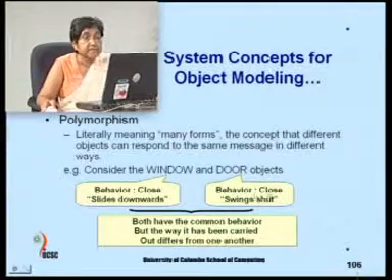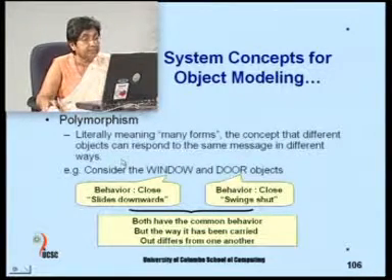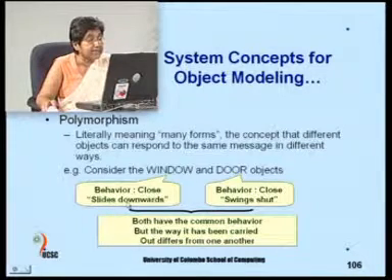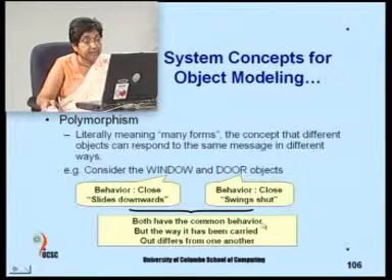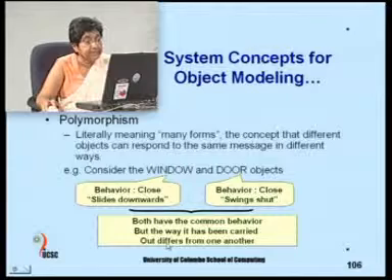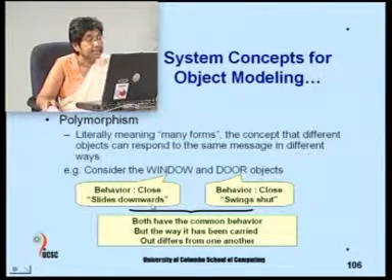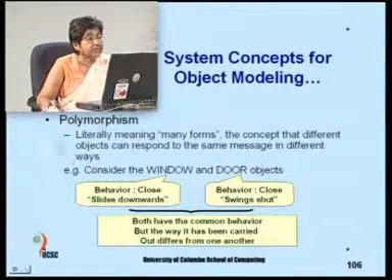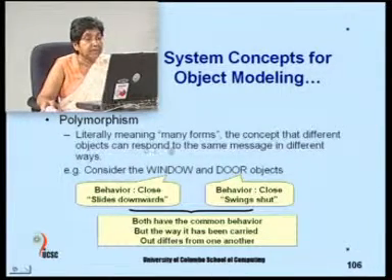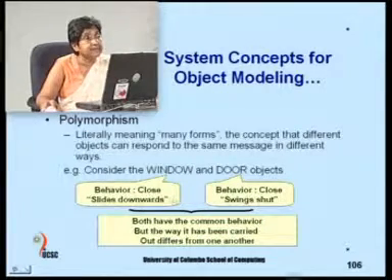A window can be closed, but the way it is done differs: we slide the window downwards and close it, whereas with a door we have to swing it shut. Both have the common behavior, but the way it is carried out differs from one to the other. So polymorphism really means many forms, that is, the same action can be done in different ways.